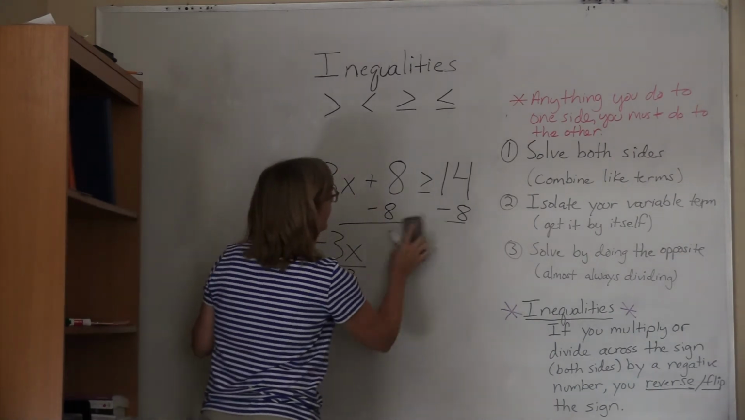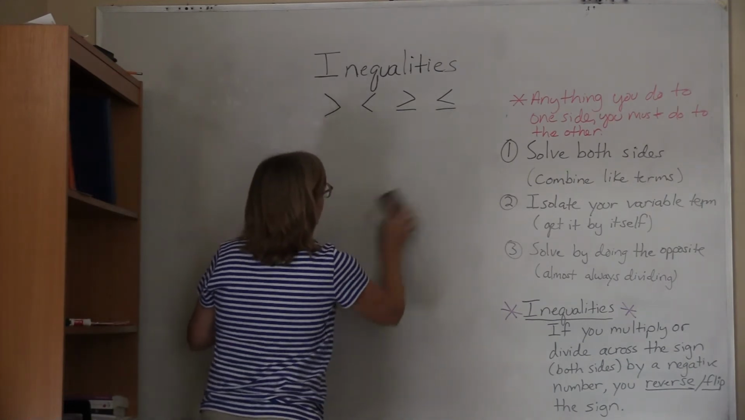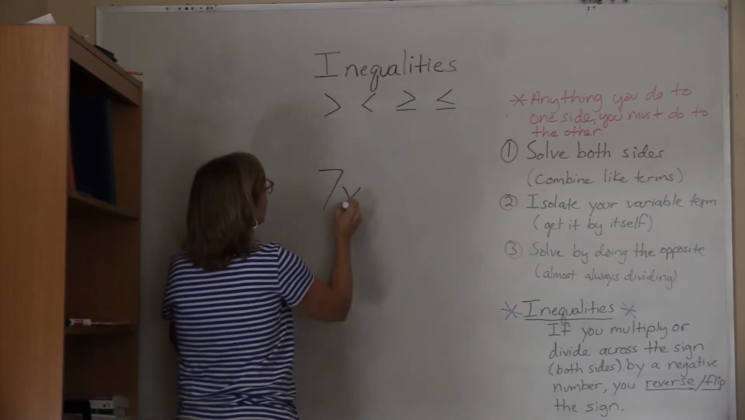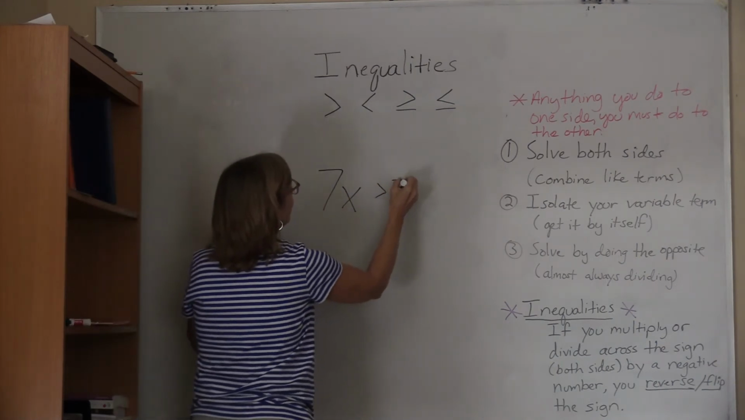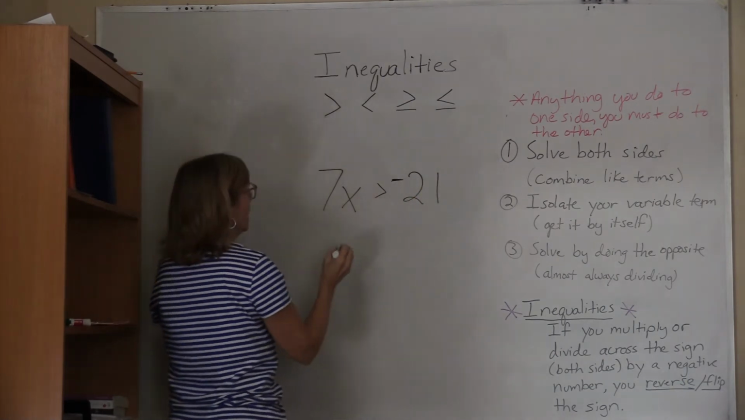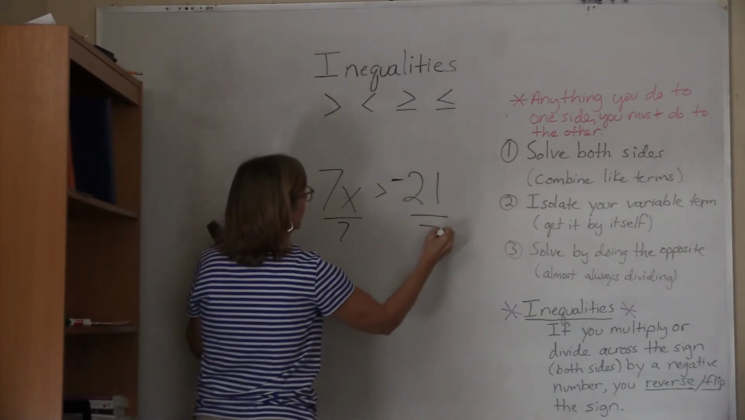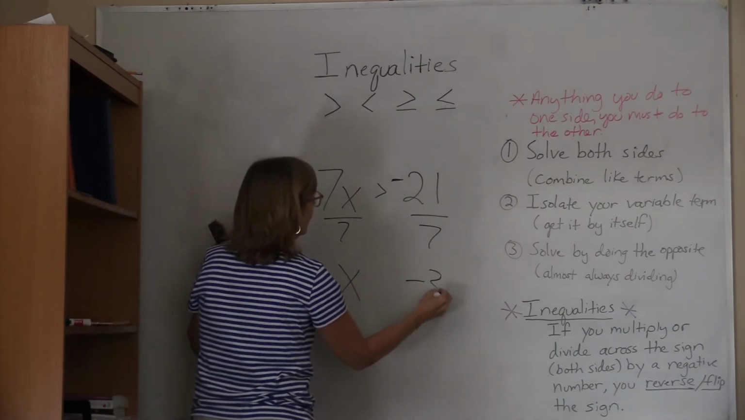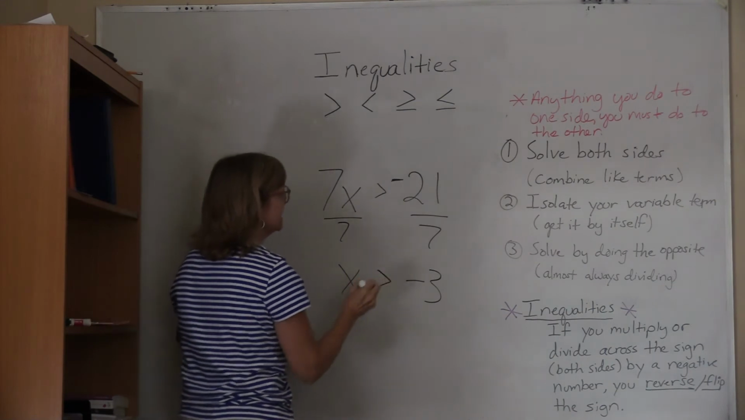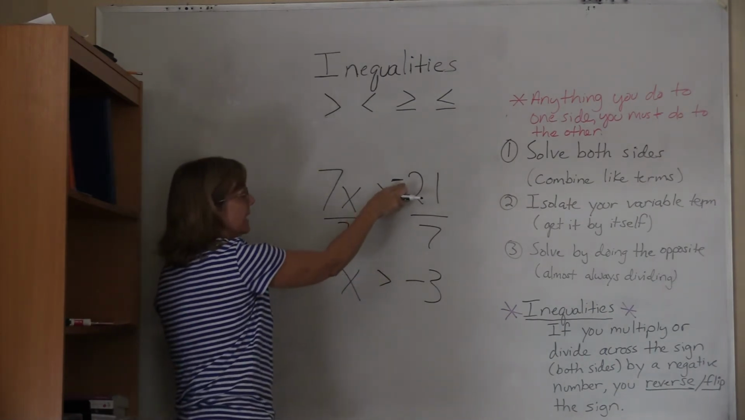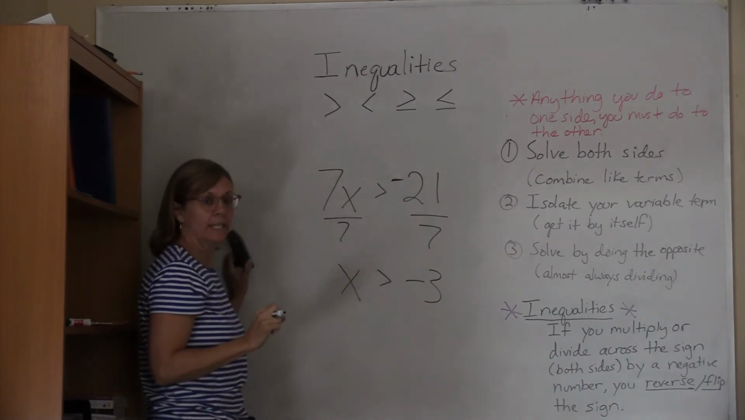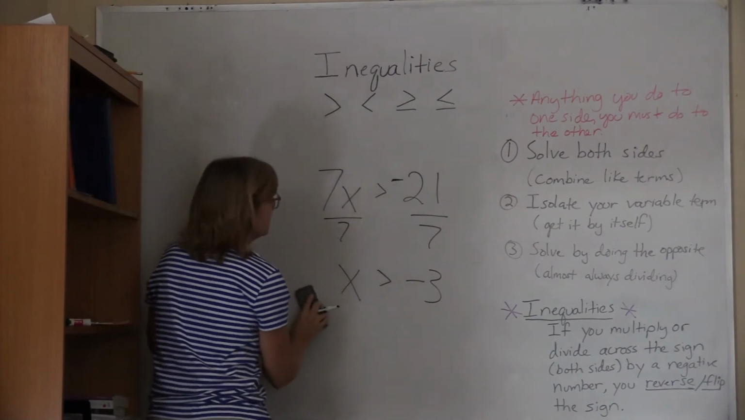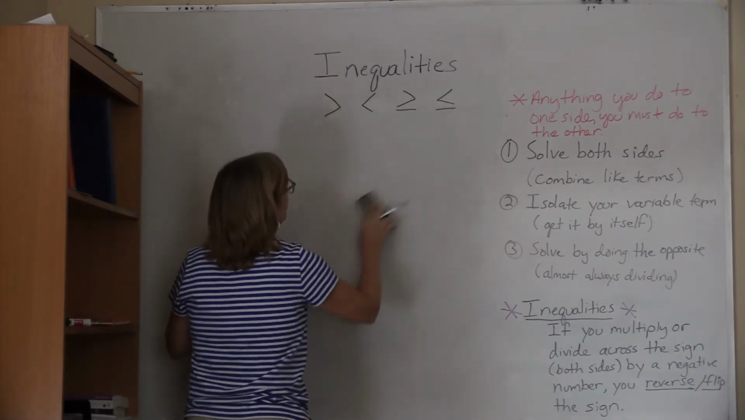Let me show you where this applies and where it doesn't. Suppose I just had 7x is greater than negative 21. Well, I'm going to divide both sides by 7. So I'd have x here, negative 21 divided by 7 is negative 3. But notice this, my sign stays the same. This was negative, but I did not divide both sides by a negative. So I wouldn't flip the sign, okay? And all your rules are going to apply.